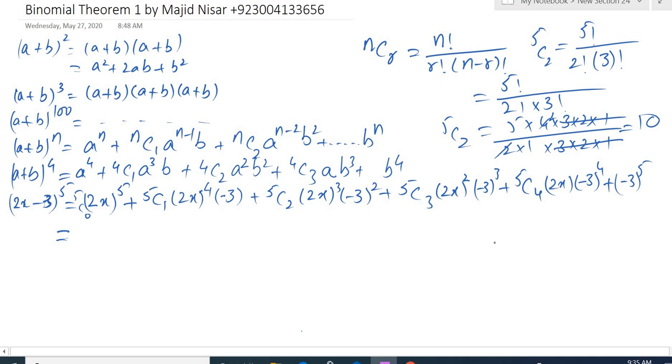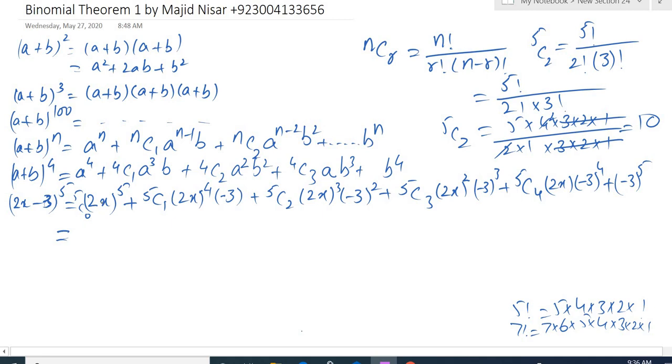What is factorial? Factorial is the term, for example, if we have to find 5 factorial, then 5 factorial means 5 times 4 times 3 times 2 times 1. What is 7 factorial? 7 factorial means 7 times 6 times 5 times 4 times 3 times 2 times 1. So factorial is like this. Now we can easily solve it.